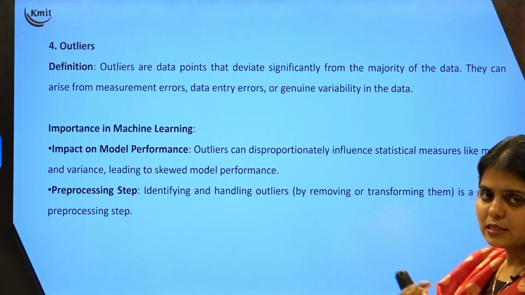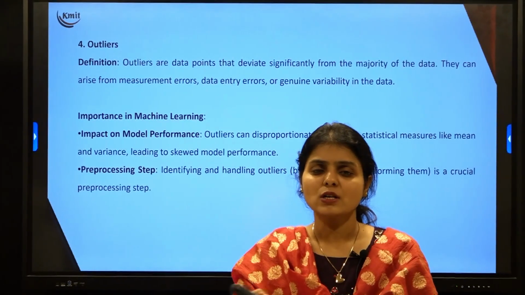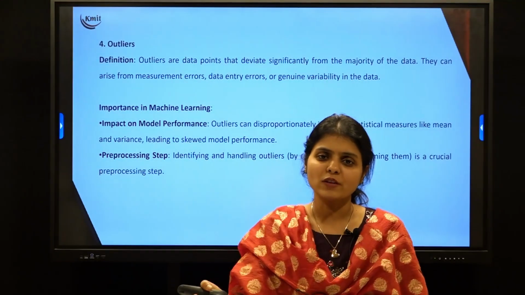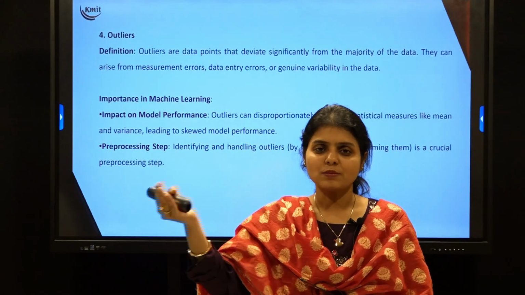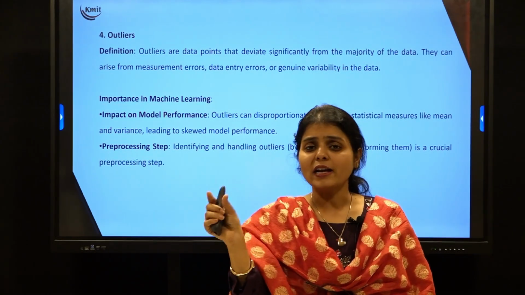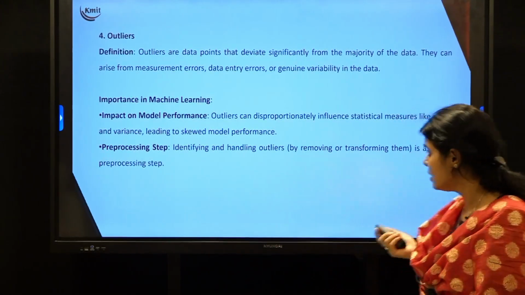Suppose, as discussed in the example yesterday, when we talk about salaries of employees, I consider 10 employees. If everybody's salary is from 15,000 to 25,000, and 1 or 2 persons have above 1 lakh, then the salary of those 2 persons comes under outlier, because those values are deviated from all the other actual samples available in the data set.